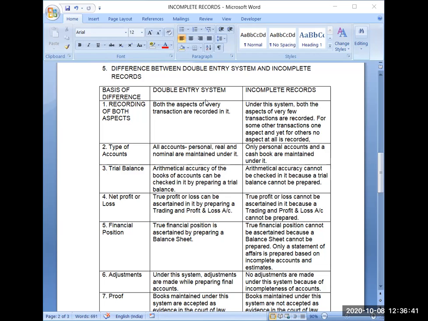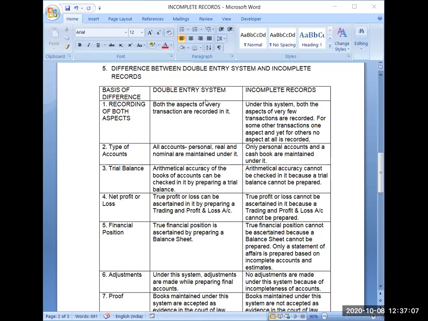First basis is recording of both aspects. Obviously, you are learning accounting as per double entry system. So in double entry system, you record both of the aspects of each and every transaction. One is debit aspect and one is credit aspect. But in incomplete records, you will record only a few transactions. Both the aspects of very few transactions are recorded.